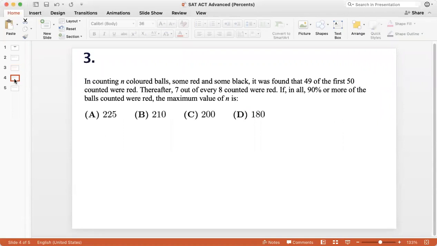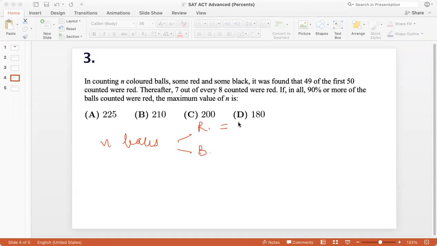In counting n colored balls, some red and some black, it was found that 49 of the first 50 counted were red. Thereafter, 7 out of every 8 counted were red. If in all 90% or more of the balls counted were red, the maximum value of n is what? Okay, so there are n balls, right? And some of them are red and the others are black. Now, of the first 50, 49 were red.